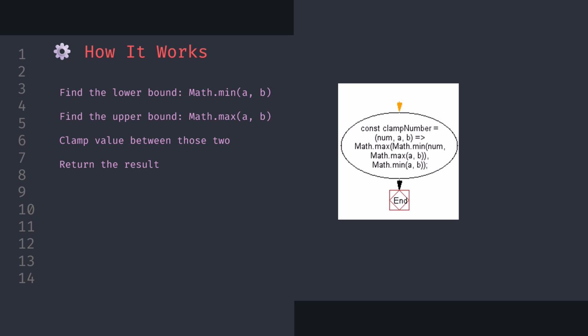First, we identify which of the two boundaries is minimum and maximum. Then, we compare the number against them. If it is too low or too high, we force it into the valid range. This guarantees your output always falls within limits.